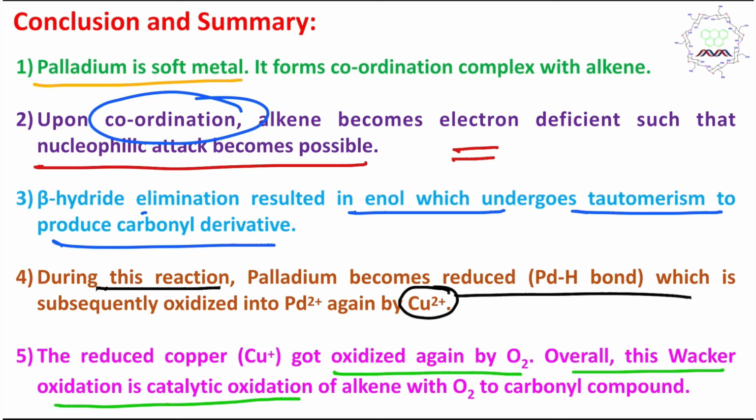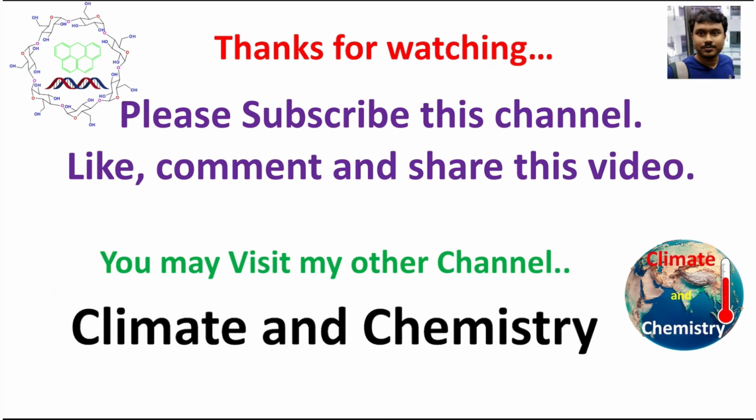So the Wacker process is the catalytic oxidation of alkene with oxygen, which produces a carbonyl compound. For ethylene, it's an aldehyde. For any substituted alkene apart from ethylene, the product is a ketone. So this is the end of the discussion.